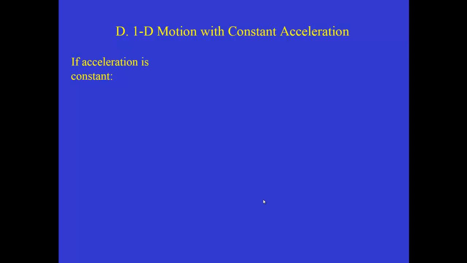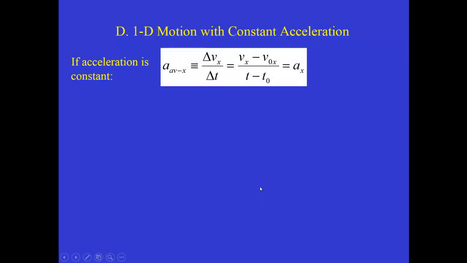So if the acceleration along the x direction is constant, then we can take our definition for the average acceleration and write out, of course, delta Vx is going to be the Vx final minus the V0x, which would be the initial velocity, divided by the change in time, the final time minus the initial time. We use 0 here to indicate the initial values. And if the acceleration is constant, then we can just write down that this is a sub x, the x component of acceleration. We don't have to say it's average, because if the acceleration is constant, the average value is equal to simply the acceleration itself.